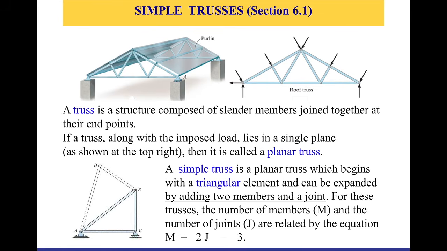And one more definition: a simple truss is a planar truss, so it's a two-dimensional truss, which begins with a triangle made of 3 members, right? As you see in the bottom left part of the screen. We started with 3 members, that's the triangular element, and then you expand the truss by adding 2 members and a joint. So you can see that we added DB and DA with a joint at D. So this is a simple truss. And for these trusses, the number of members, M, and the number of joints, J, are related in the equation M equals 2J minus 3.